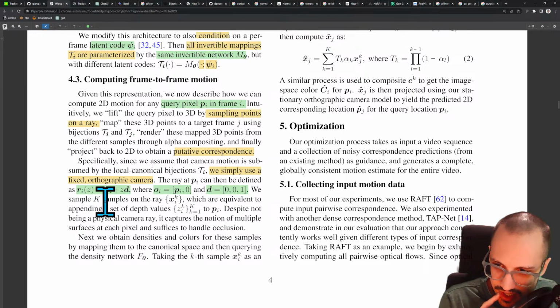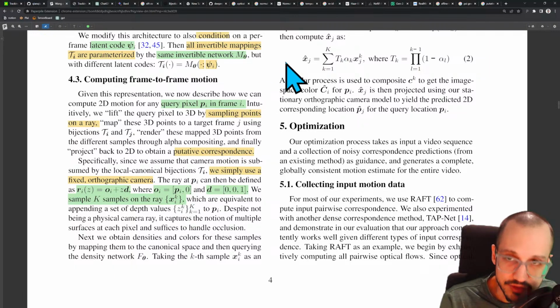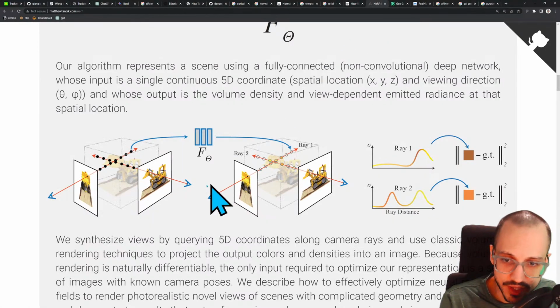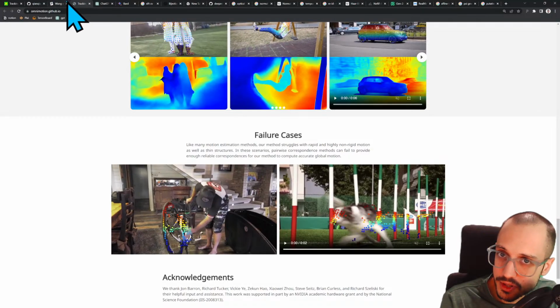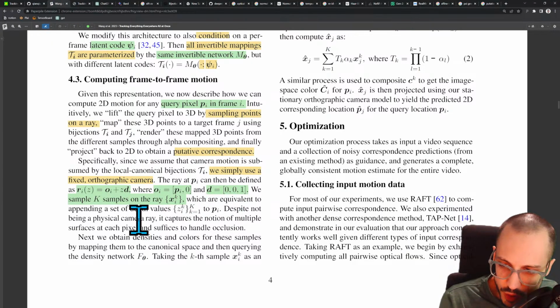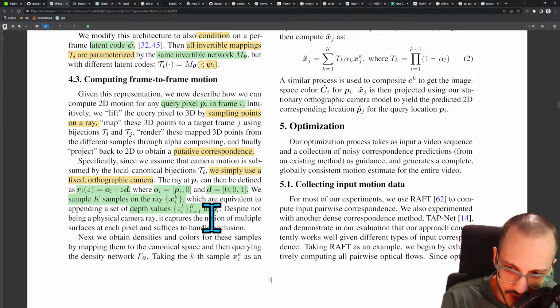We sample K samples on the ray. Okay, so there's a set of K of these, right? So back to our NeRF, here you have 1, 2, 3, 4, 5, 6, 7 samples shown. So K is the number of those samples, equivalent to a corresponding set of depth values. Of course each sample is going to be at a different depth, right? And here the actual ray is perfectly straight inside this canonical space. Notice how the direction here is straight through.